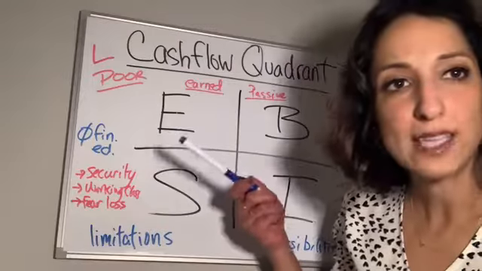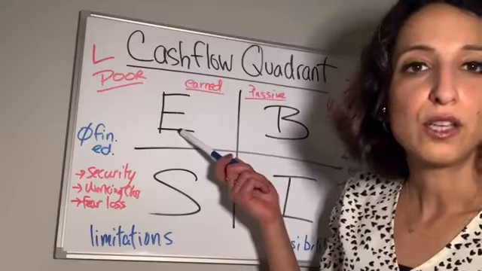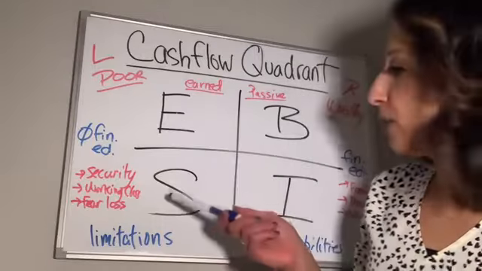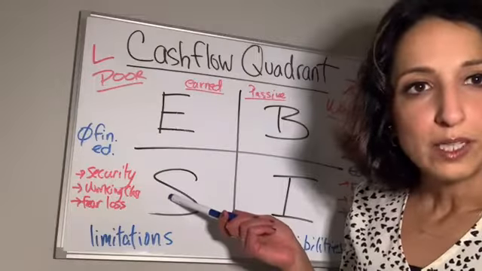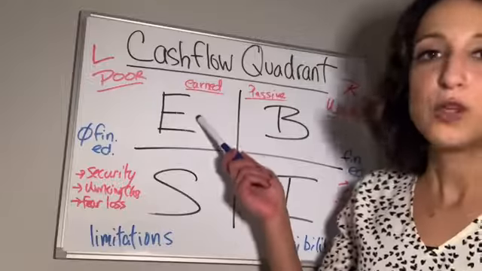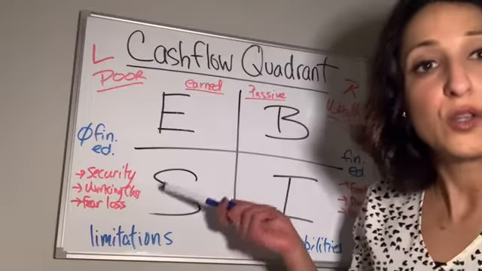So anybody who has a boss typically would fall under this category. Below that, we have the self-employed. So over here, you have a job. Over here, you own a job.